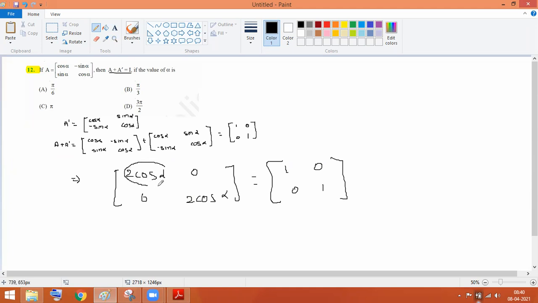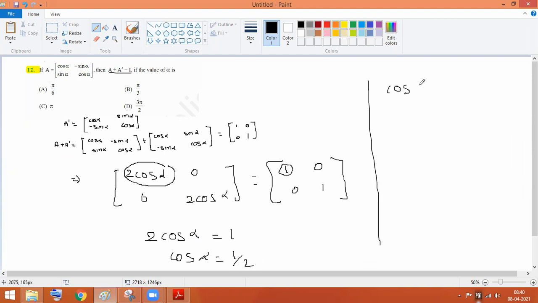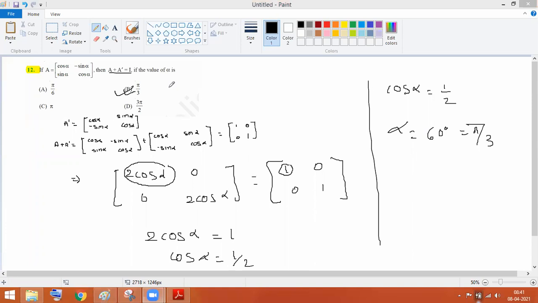If you compare the two matrices as equal, their corresponding elements should be the same. So we got 2 cos alpha equal to 1, so cos alpha equals 1 by 2. Now tell me, if cos alpha equals 1 by 2, alpha equals how many degrees? It equals pi by 3. The answer for this question is pi by 3. Clear with this? And here we're done with exercise 3.3.